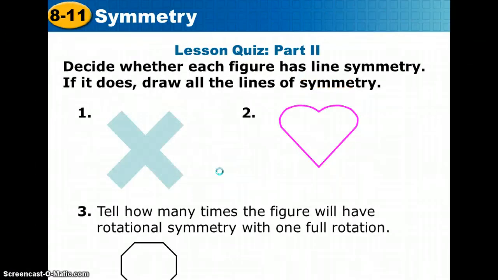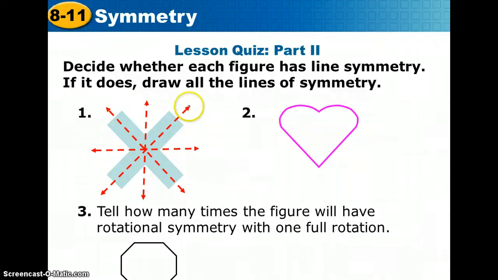Decide whether each figure has a line symmetry, and if it does, draw the lines of symmetry. Go ahead and pause now and draw those lines. All right, let's see how you did. Wow, but we just count each one. 1, 2, 3, 4. 4 lines of symmetry. 1 line of symmetry. And, oh, I'm sorry, this one was the rotational symmetry. So there would be 8 rotationals.